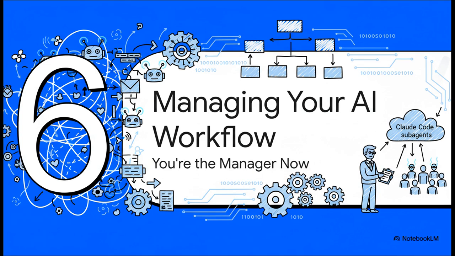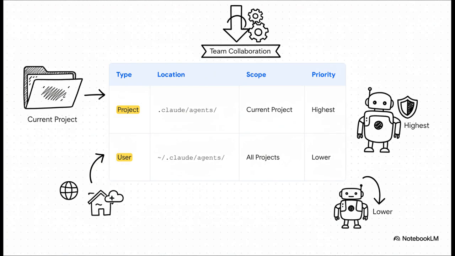Okay, so you've built this amazing team of AI specialists. What now? Well, congratulations, you're the manager. So this last section is all about how you manage your new AI workflow. Knowing where your agents are stored is super important. You've got two levels. Project agents live in a little .claude/agents folder right in your project. These guys have top priority. Then you have user-level agents, which live in your home directory and work across all your projects.